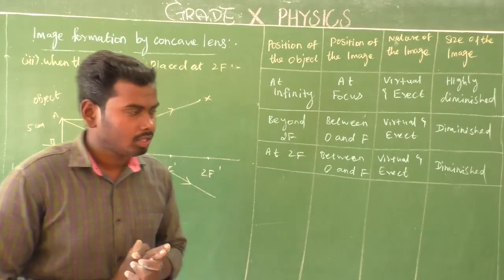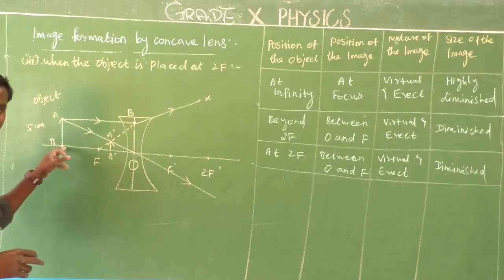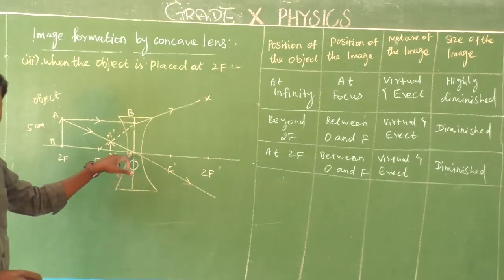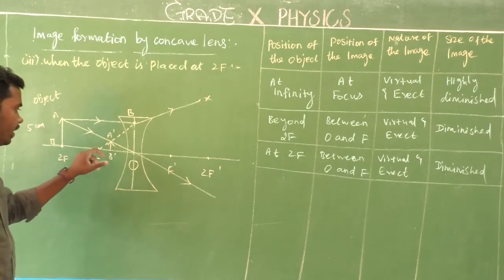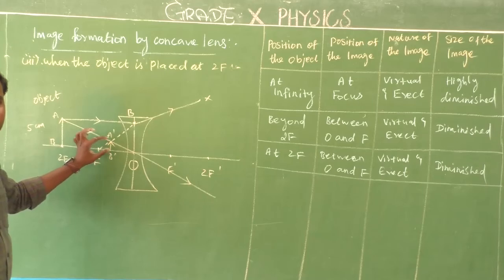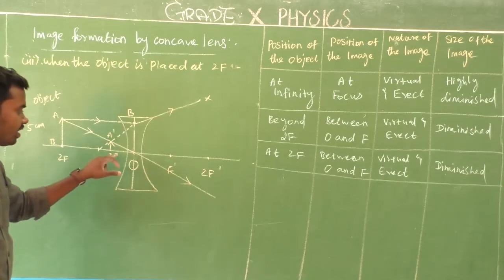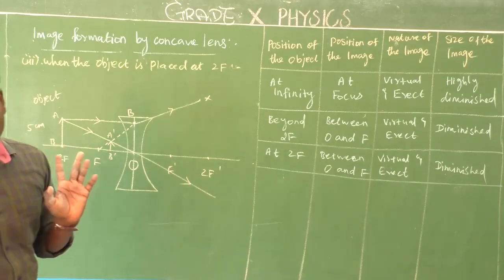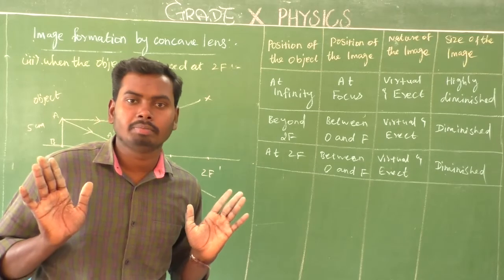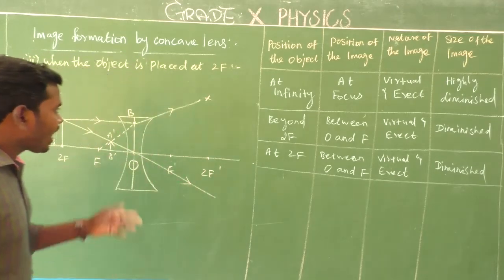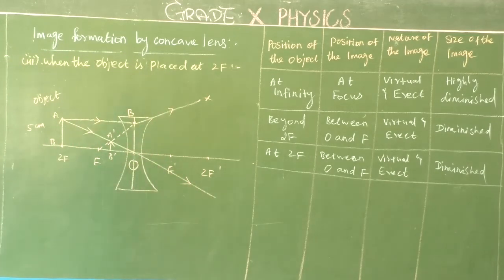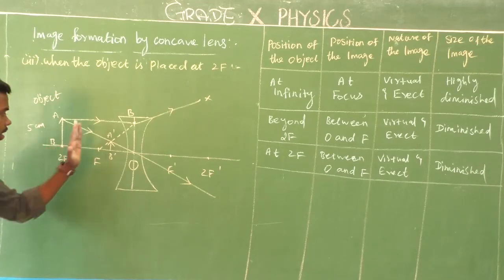Is it clear? Very simple. So when the object is placed here, the image will be formed between O and F. Then the nature of the image will be virtual and erect. Then the size of the image will be diminished, which means smaller than the object. That's all. Very simple. Is it clear? Yes. Next, where am I going to place the object? Next, I am going to place the object between F and 2F, which means here. Okay, look here at what happens next.